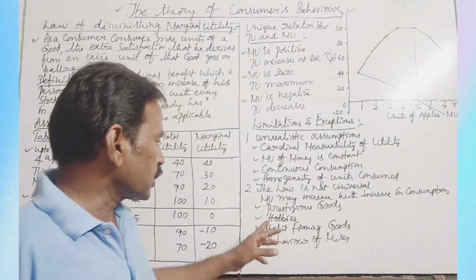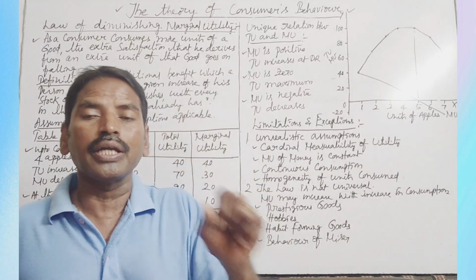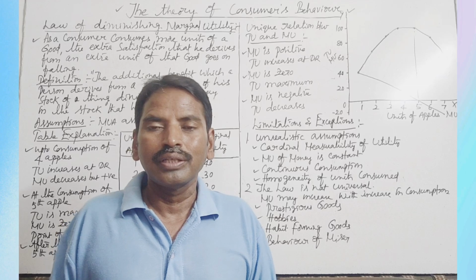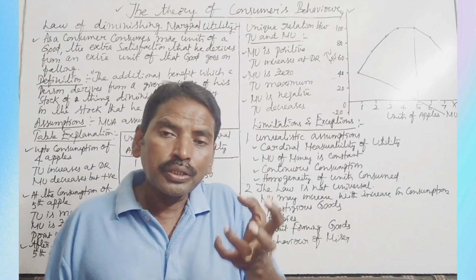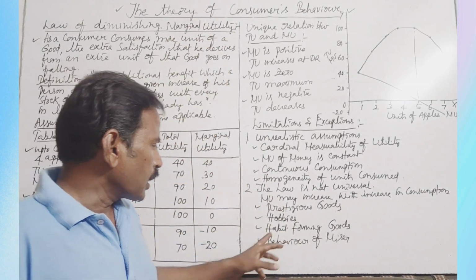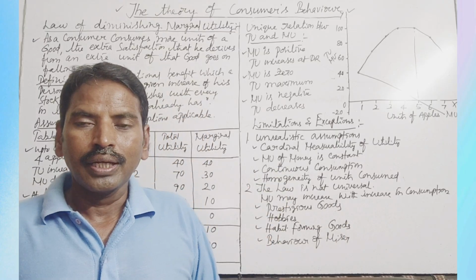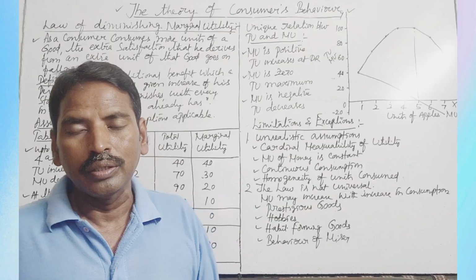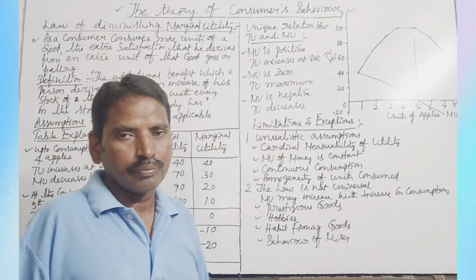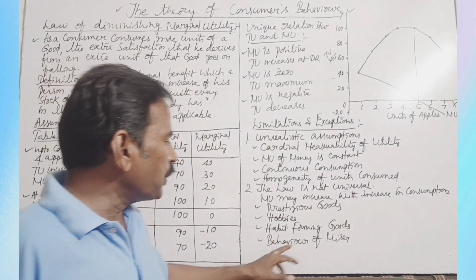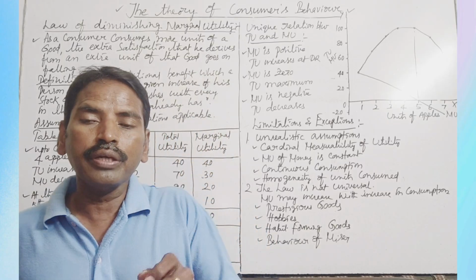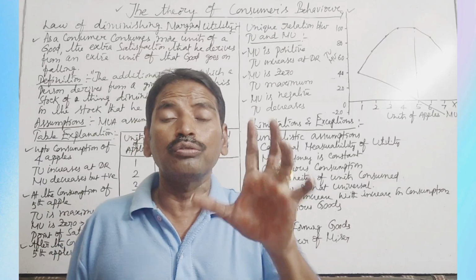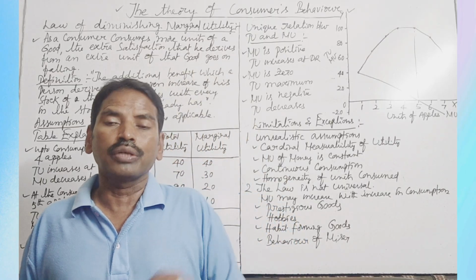Next, hobbies. Collection of philately, coins, postal stamps, currency: marginal utility increases. Next, habit forming goods like cigarettes and alcohol: marginal utility increases instead of decreasing. And the behavior of a miser. So in all these cases, the law is not universal.